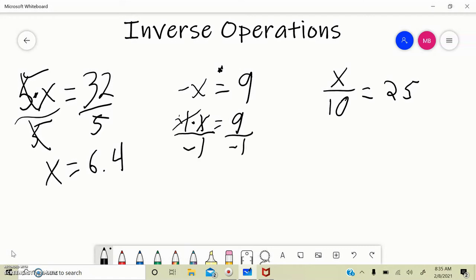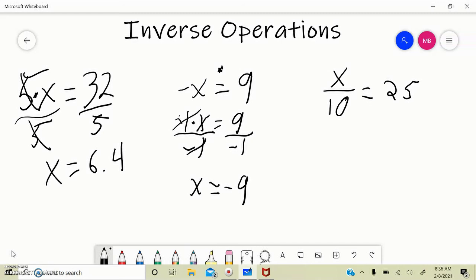Because my negative 1's will cancel, leaving me with just x. And I have x is equal to negative 9 because when I have 9 over negative 1, it just takes on that negative sign, so it becomes negative 9.